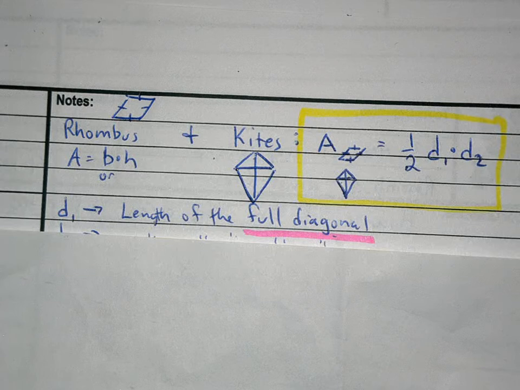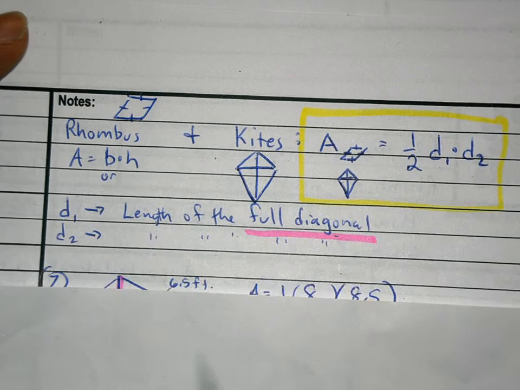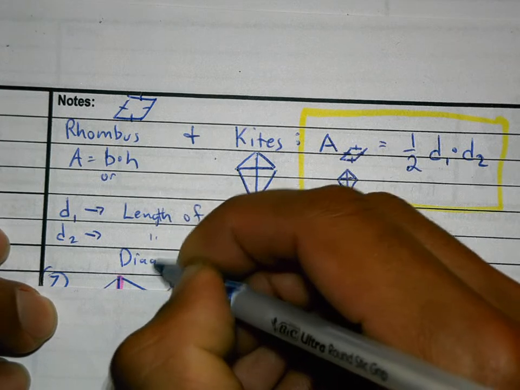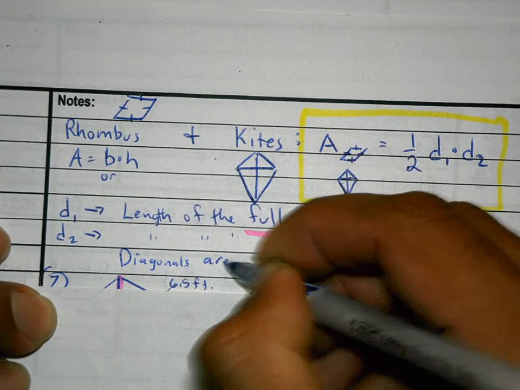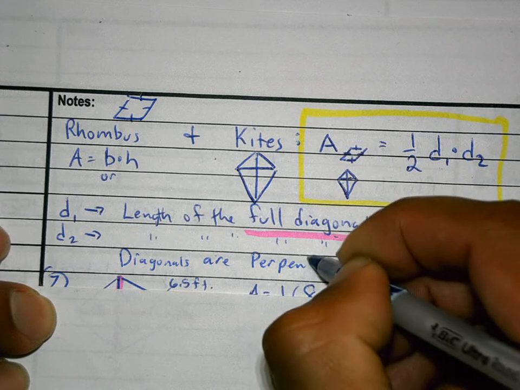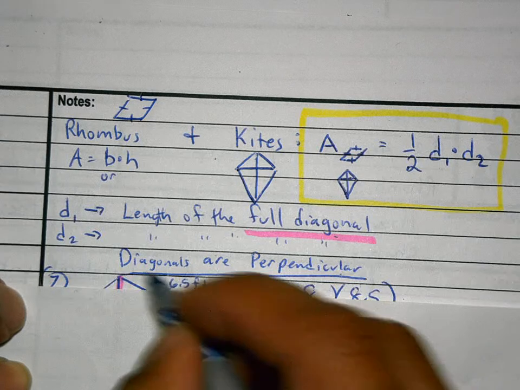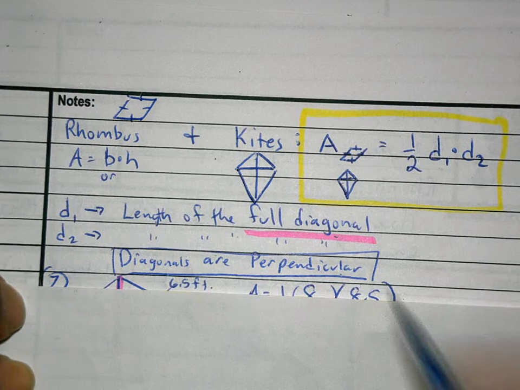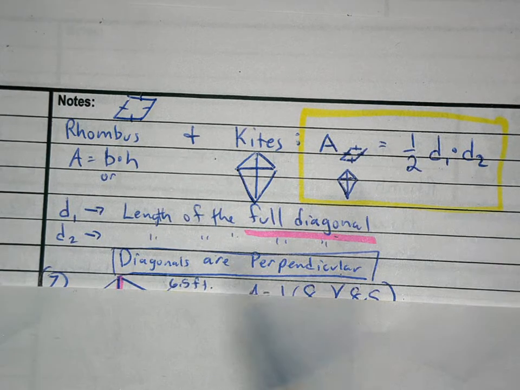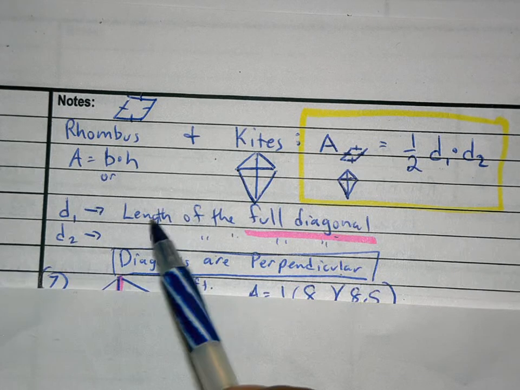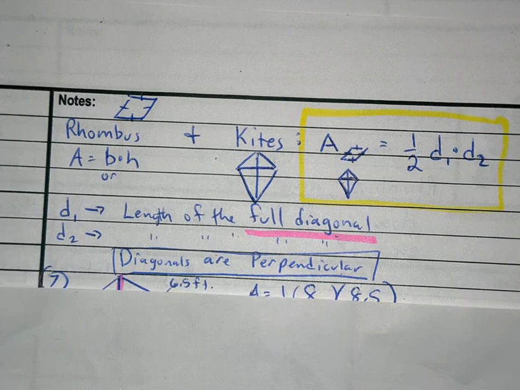The neat thing about a rhombus and a kite is that their diagonals are perpendicular. I didn't write that anywhere on here, so I need to write that down. The diagonals are perpendicular for both. When we have this formula d1 and d2, d1 is the length of the full diagonal. That means the distance from one corner all the way to the other corner.